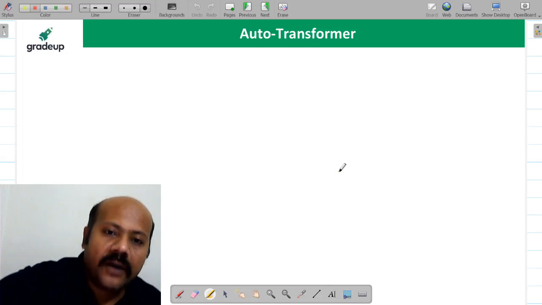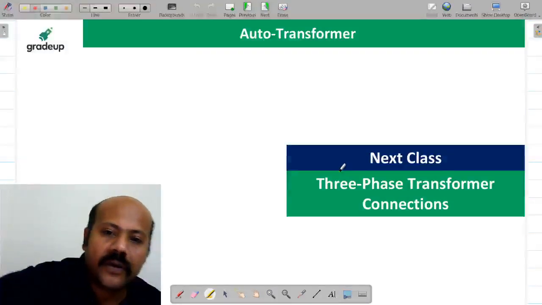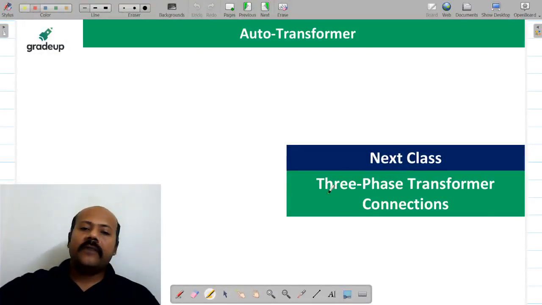So the remaining part of efficiency and auto transformer along with tomorrow's topic we are going to cover tomorrow. So don't worry about that. Tomorrow, beta, if the time permits, we are going to take up these three-phase transformer connections apart from it.